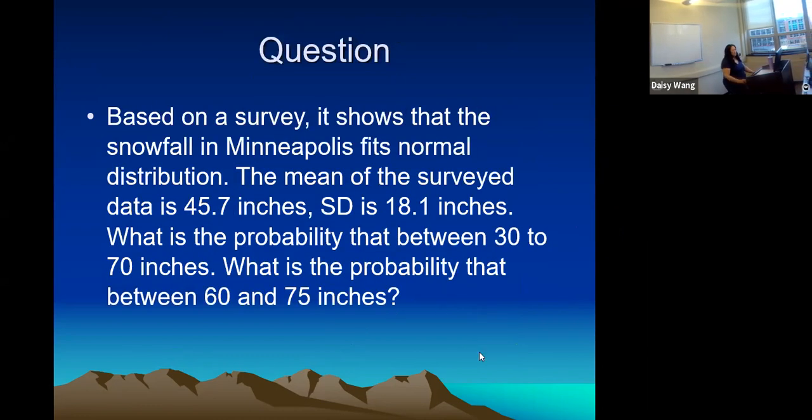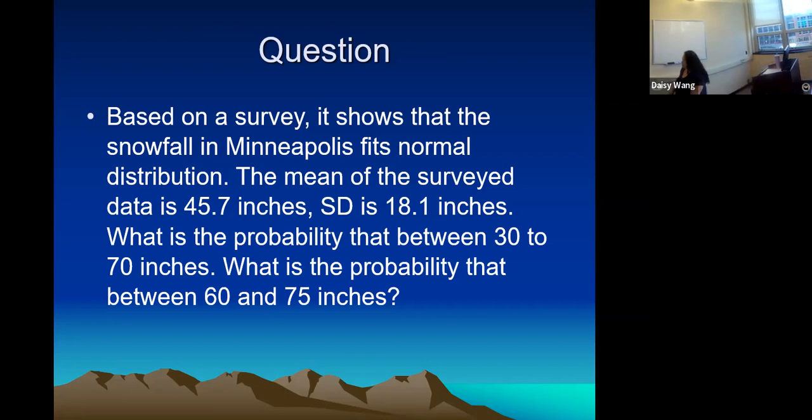So this is the normal distribution. Let's use one example. Based on a survey, snowfall in Minneapolis fits a normal distribution. The average of the survey data is 45.7 inches when they have snowfall. The standard deviation is 18.1 inches. What's the possibility that they have snowfall between 30 and 70 inches? How about the possibility that it's between 60 and 75 inches?